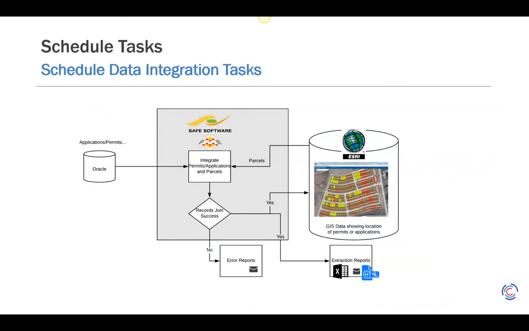So here's an example of a scheduled task that we did in a project with a client. They use CityView as a planning application to manage their permits, and they use ArcGIS Enterprise for their GIS data. So they have a parcel layer, and they also have a layer of the parcels that are being built in the different development projects.